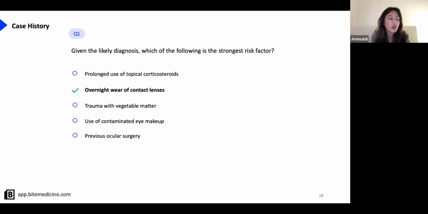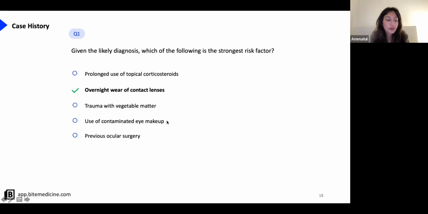Okay, so overnight wear of contact lenses. Wearing contact lenses overnight or other poor hygiene related to their use is the most significant risk factor for this condition because it can lead to bacterial contamination and reduced oxygenation to the cornea. This predisposes the patient to infective keratitis, which is what they had in the case.